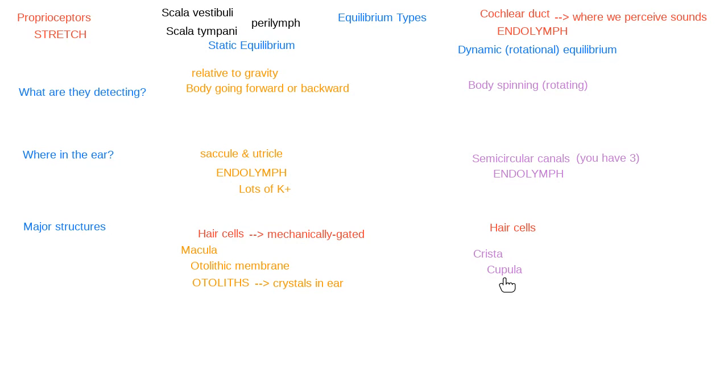So the cupula is the structure that bends to the left or to the right, depending on whether you're spinning or you've stopped spinning. That's what's going to push on the hair cells, or more specifically on the mechanically gated channels that are found on the hair cells. I think that's the big comparisons to make.